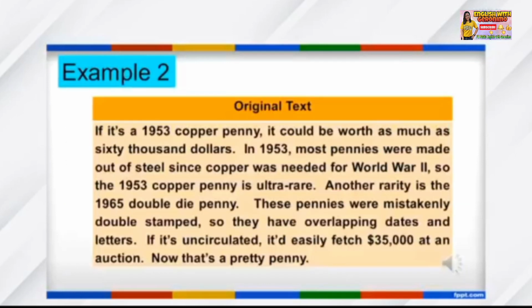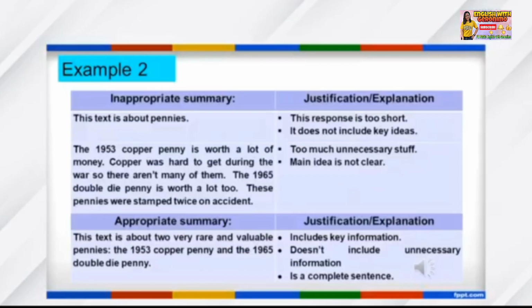Here is another example. You may pause this video if you need more time to read. As you can see, the first two summaries are inappropriate. The first summary is too short and it does not include the key ideas. The second summary is also inappropriate because there is too much unnecessary stuff and the main idea is not clear. But the third summary is appropriate because it includes key information such as kind of text, main idea, and the key idea. And it does not include unnecessary information. It is in a complete sentence.